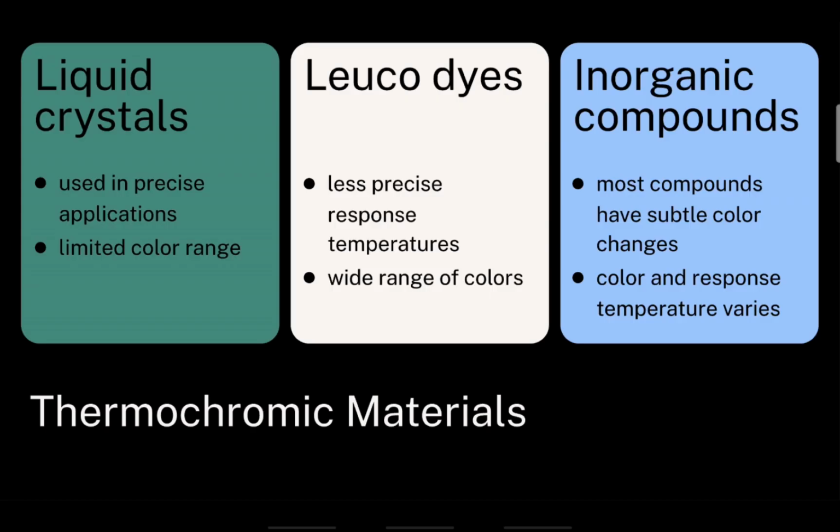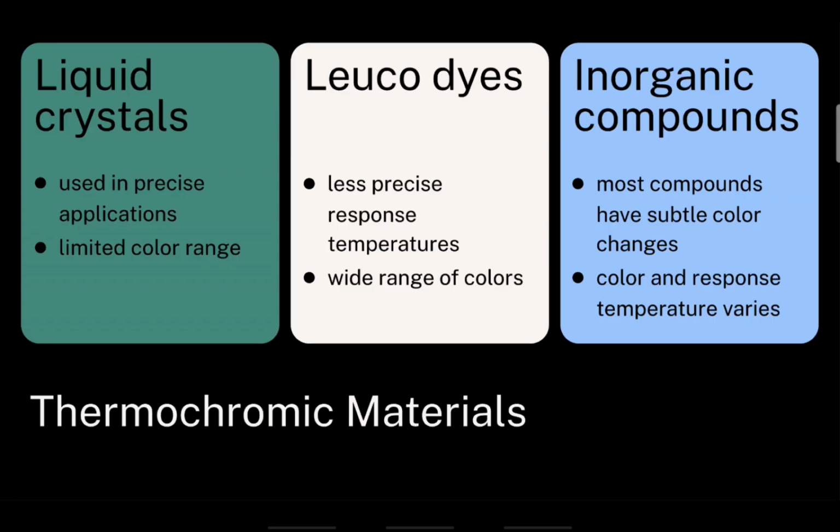Leucodyes are a type of dye that can switch between two slightly different structures, one which is colorless, the leuco structure, and one that is colored. However, to get a specific color, you need to choose the correct corresponding molecule, and the temperature that activates this change is not as precise as with liquid crystals.